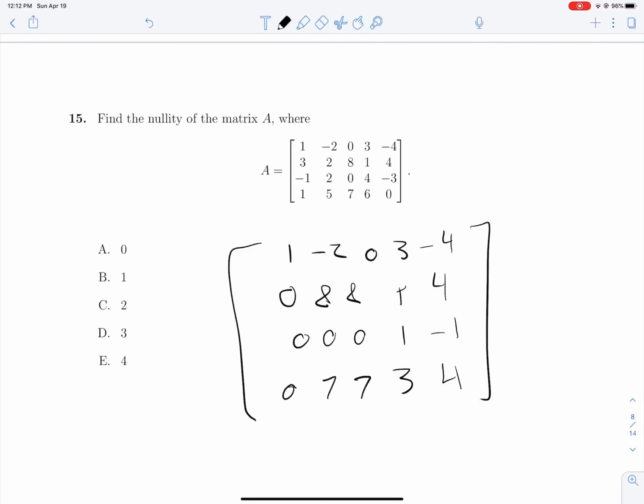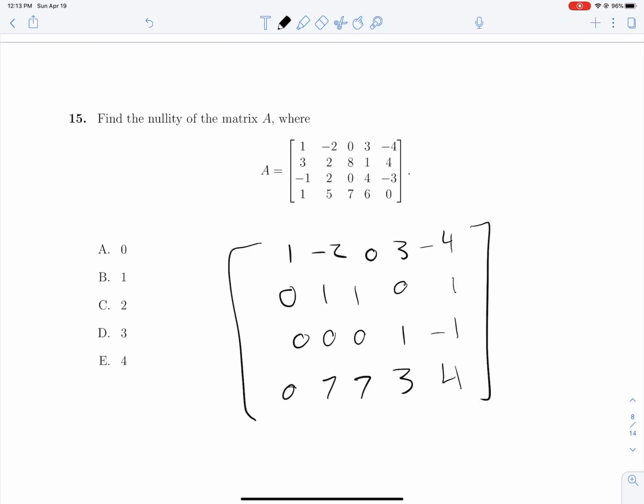Subtracting 3 minus 9, so -8, and plus 12, which gives us 16 here. So we can turn this into 1, 1, -1, 2. And adding row 3 to that, we'll get 0, 1.